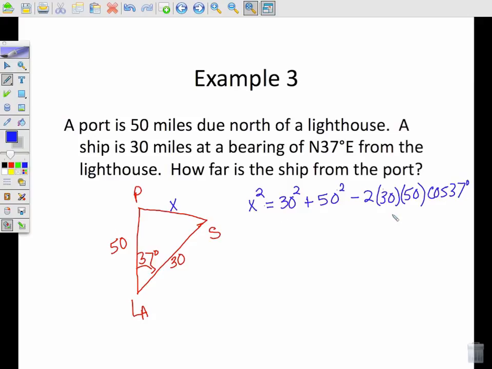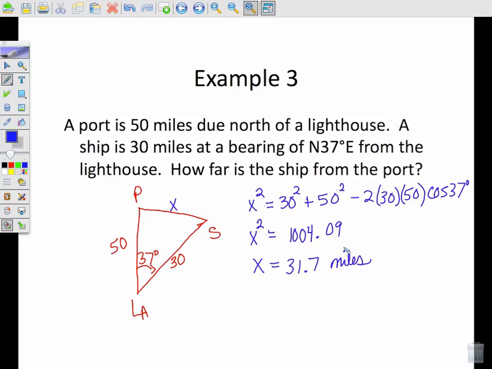And you can type all of that into your calculator. We would eventually get that x squared is equal, and go ahead and type this in and make sure that you get 1004.09. And so if you take the square root of that, you get 31.7 miles. There's your final answer.